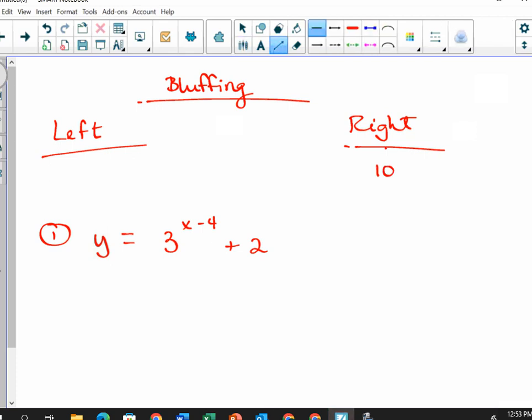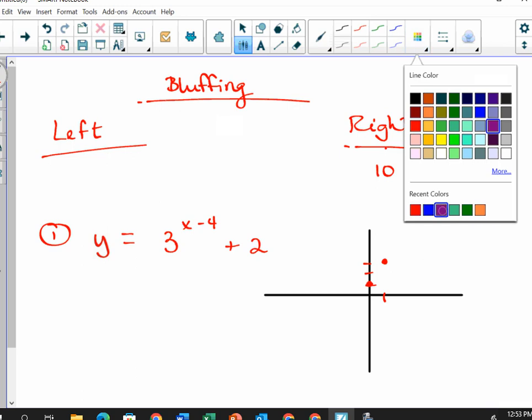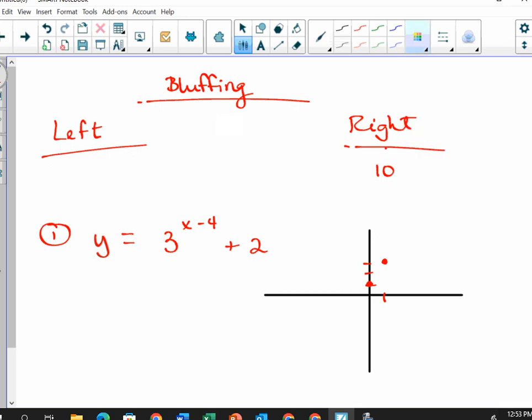Let me go through it just so you can see. So you start with 0, 1, 1, 3. And then, guys, we're just going right 4 and up 2. So 1, 2, 3, 4. And your horizontal asymptote also moves up 2. There's your graph. Did we do okay, guys?